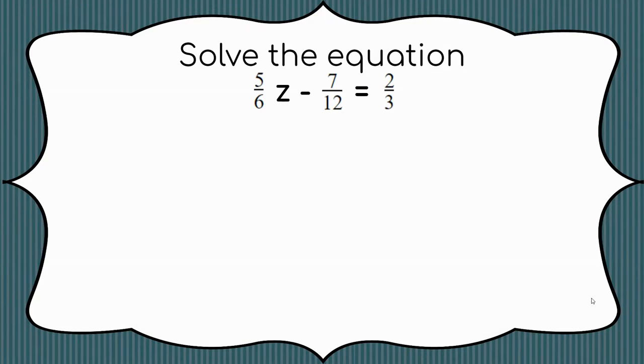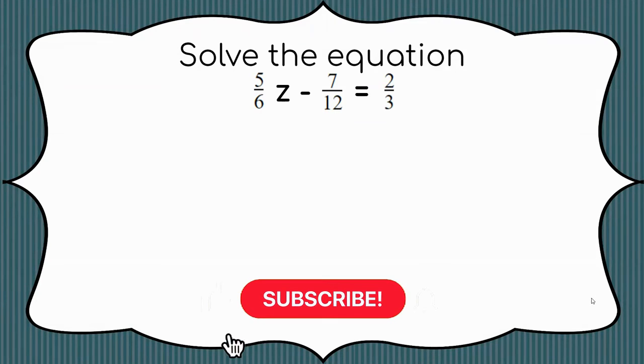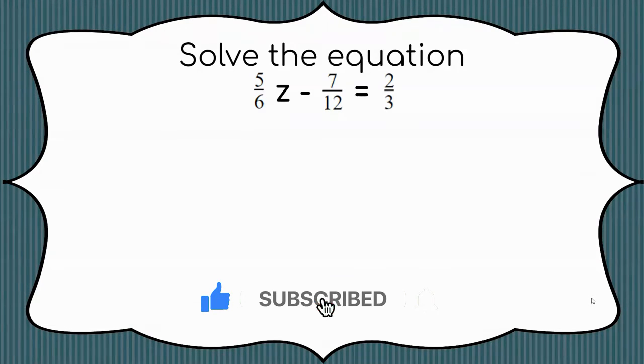In this video we'll solve the equation 5/6 z minus 7/12 equals 2/3. I have a lot of people that get worried about problems such as this because of all of the fractions. In our very first step, we're going to get rid of the fractions.